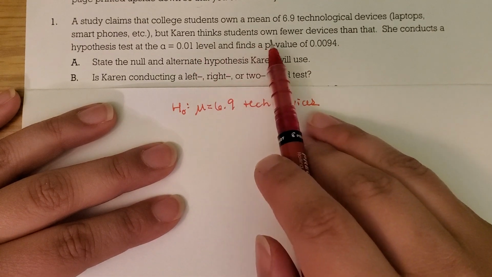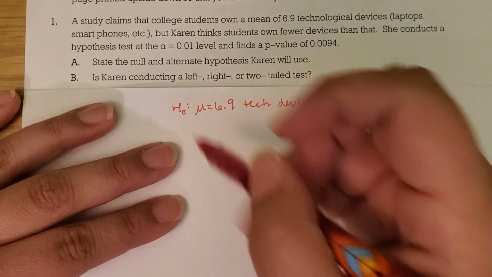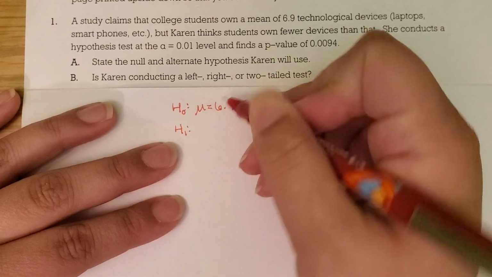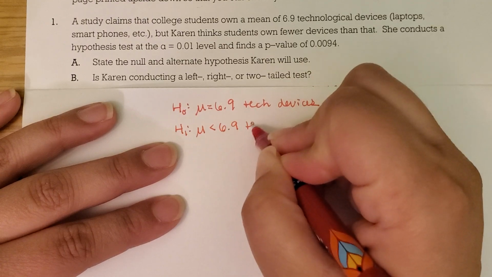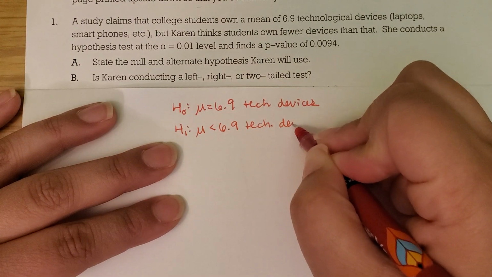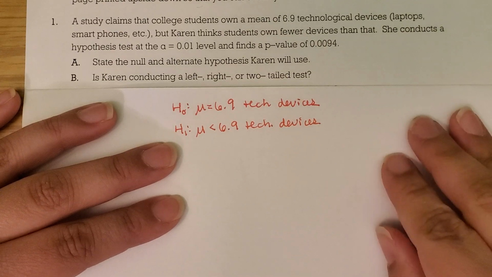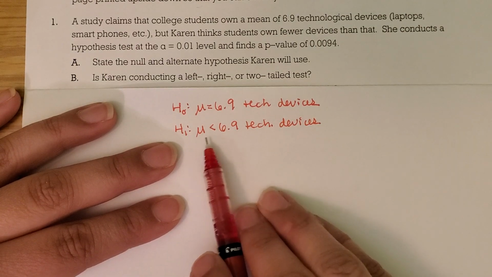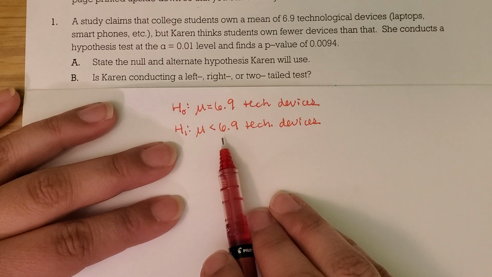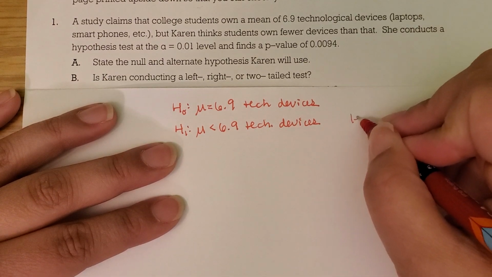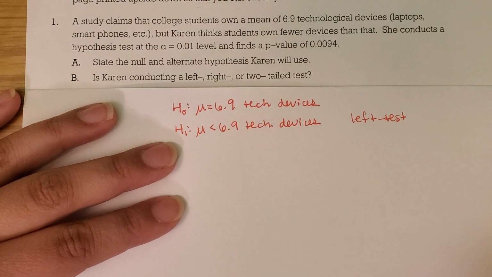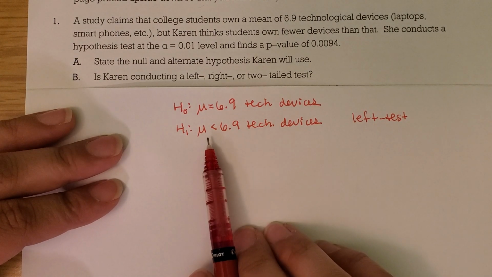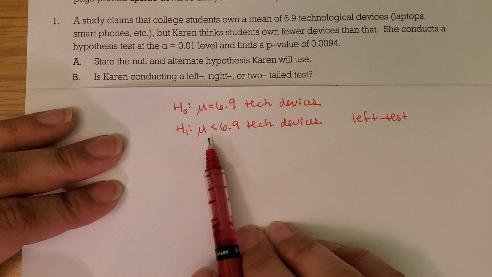Karen thinks that students own fewer devices than that. So her alternate is that the mean is probably less than that. That's her suspicion. Now, since she thinks that the mean is actually less than 6.9 devices, she's conducting a left-tailed test. If she had a greater than, then it would be a right-tailed test, and a not equals to would be a two-tailed test.